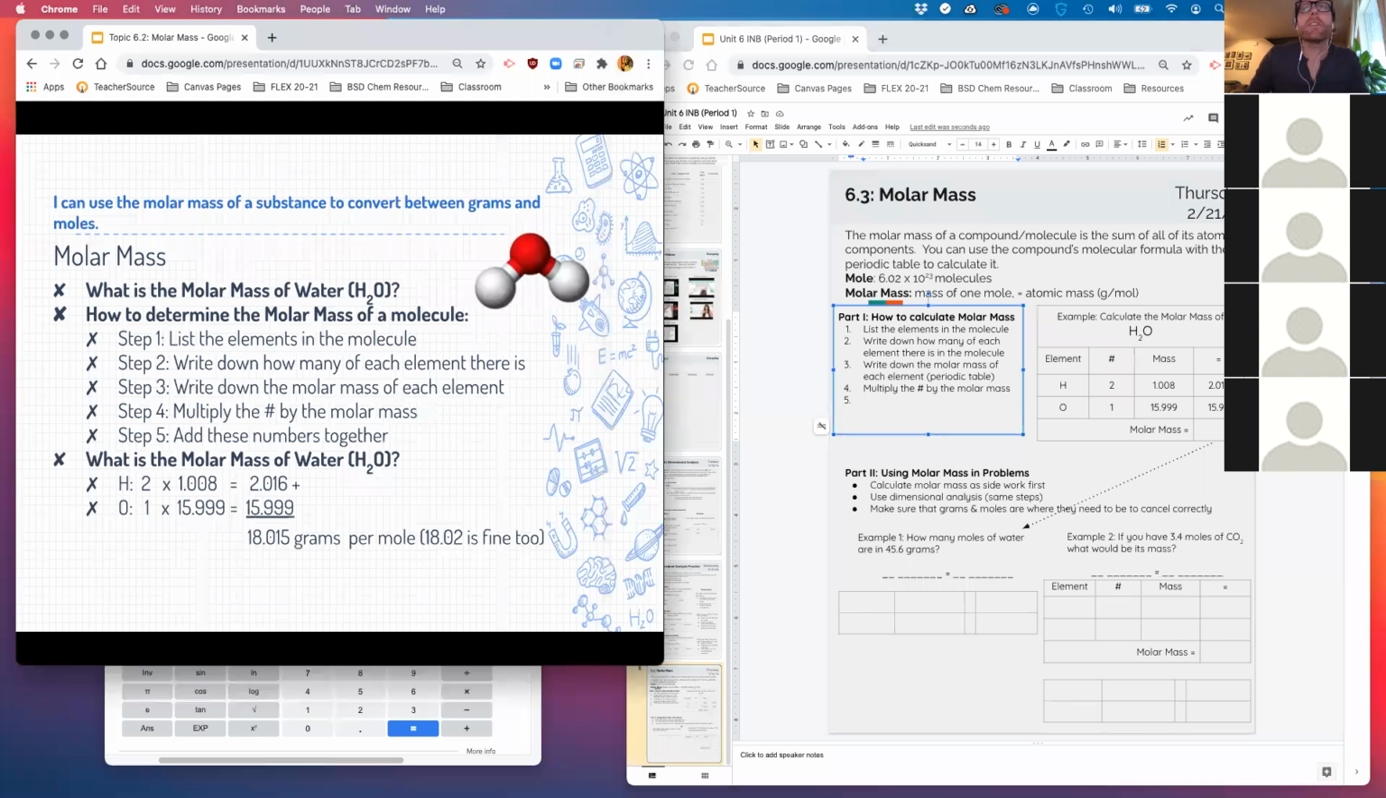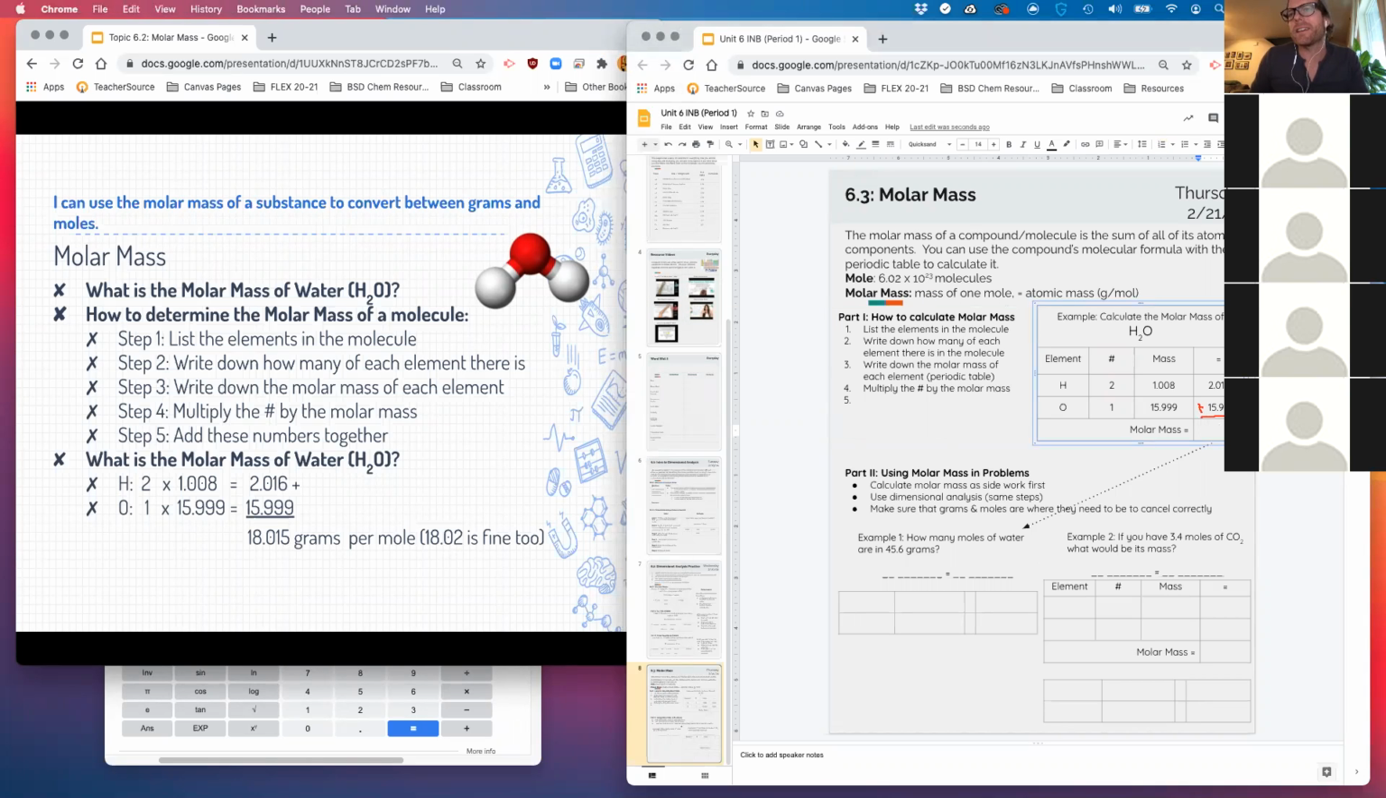Now, the last step I need to do is I'm going to add these 2 numbers up. Okay, so I'm going to add 2.016 plus 15.999, and if you use the periodic table, technically this should be 15.999. So I'm just going to use my calculator, and I think it is probably something like 18.015 grams per mole. That's what's important right here, is this unit, grams per mole.